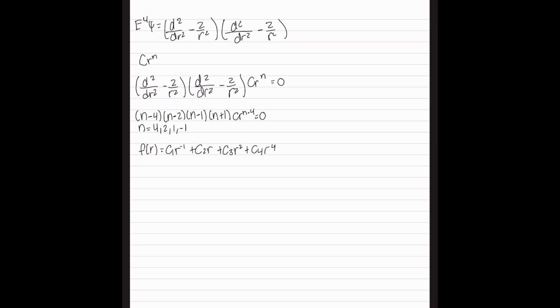And in our psi equation, we know that it equals -1/2 v infinity r squared, and we have an r squared, so that means C3 equals -1/2 v infinity.